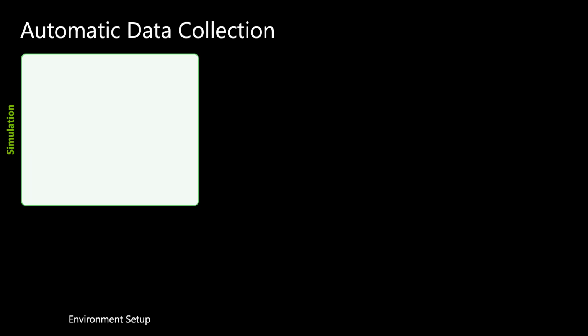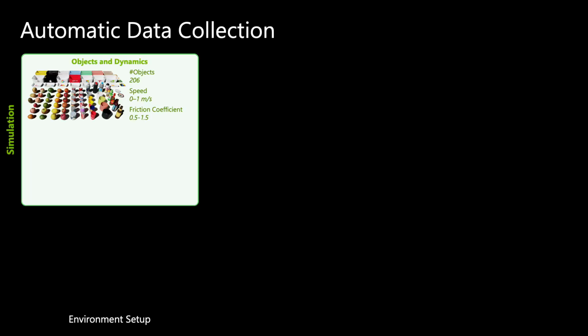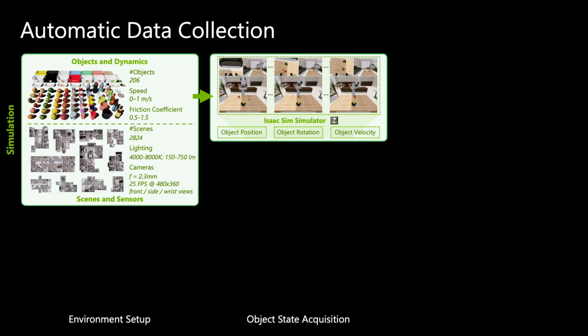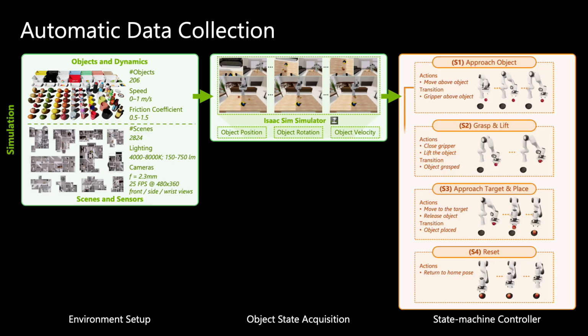To address the lack of datasets for dynamic object manipulation, we propose an automatic data collection pipeline that applies to both simulation and the real world, and scales across multiple robotic embodiments. In simulation, we generate data over 206 objects and 2,800 scenes with randomized dynamics. Using ground truth 6D object poses from Isaac Sim, a state machine controller automatically executes dynamic manipulation.